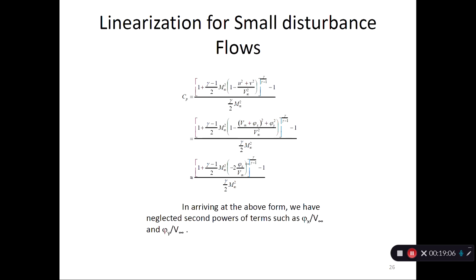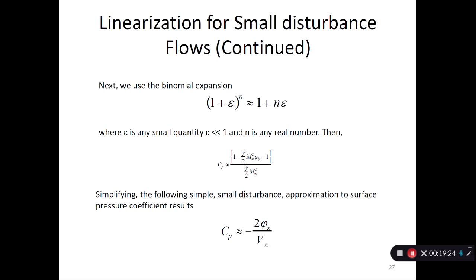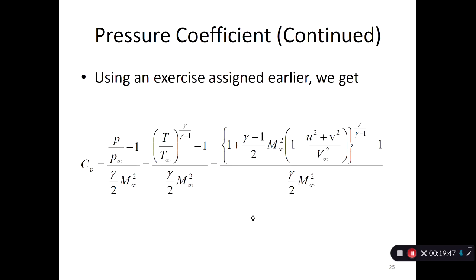Since we have this small number raised to the power, we can use the binomial theorem, so we can multiply gamma over gamma minus 1 times this small number. So when you do that, this gamma minus 1 will cancel out. You do have a minus. Then you'll get 1 minus gamma over 2 M infinity squared vx minus 1. 1 and 1 will cancel out. M infinity squared will cancel out. Gamma will cancel out. So you get a linearized expression for CP, very similar to what you would have gotten in incompressible flow. So we have linearized governing equations, which we are happy about.